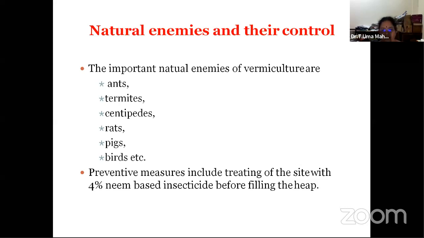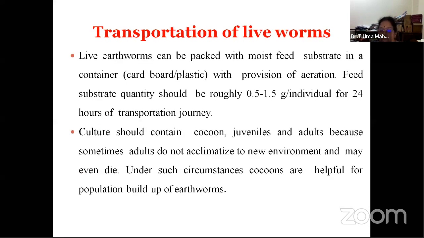Then we can use any type of material, keeping neem material around the bed to avoid all these ants or termites. That is the one point you have to remember for the production of the vermicompost.